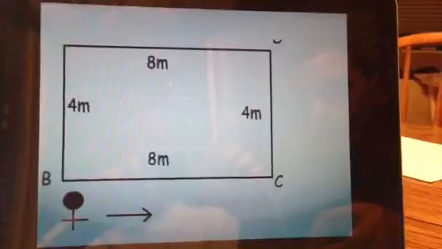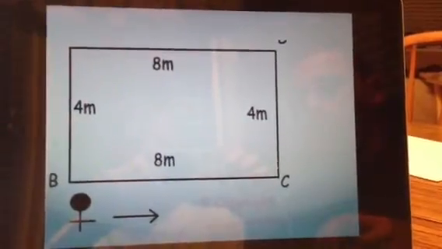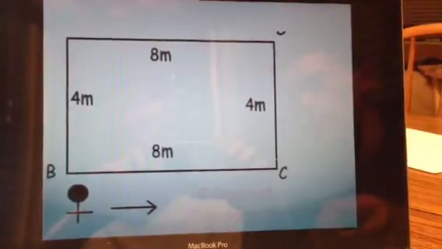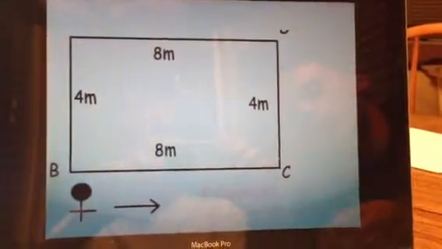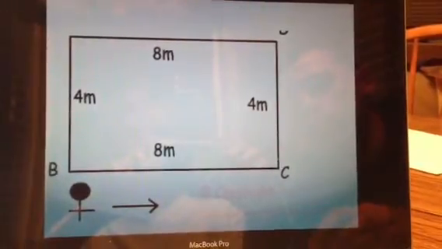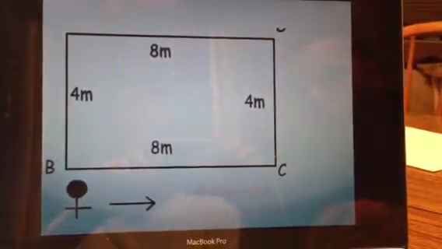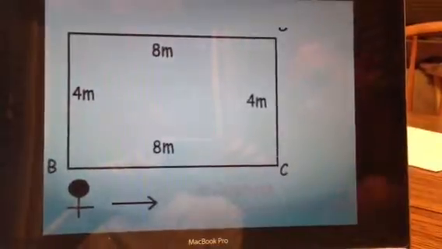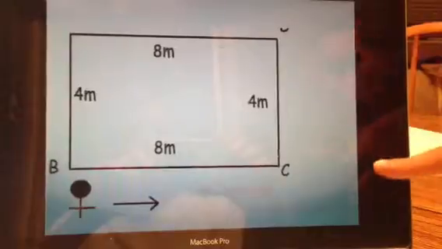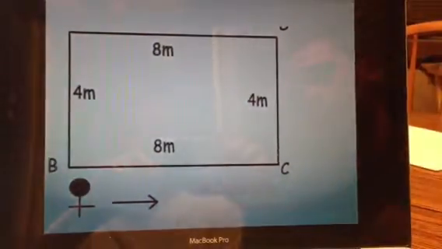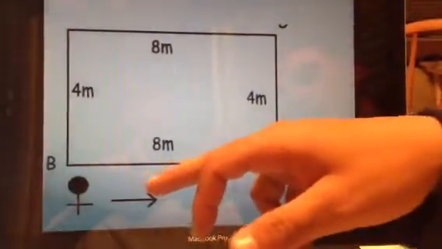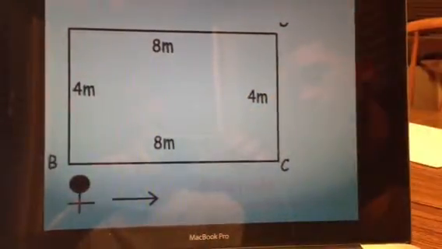Next slide. Alright, this picture here. There's a rectangle with different distances, and this guy starts at point B and he travels in different directions. At this time, if you want to pause the video, you can set up example problems or just talk through it. If the guy starts at point B and goes to point C, he travels 8 meters, and the displacement of that is also 8. If he starts at B and goes all the way around, his displacement would be 0.